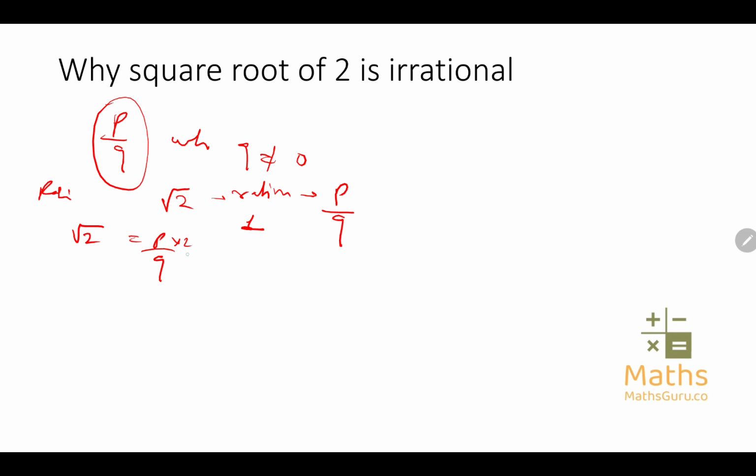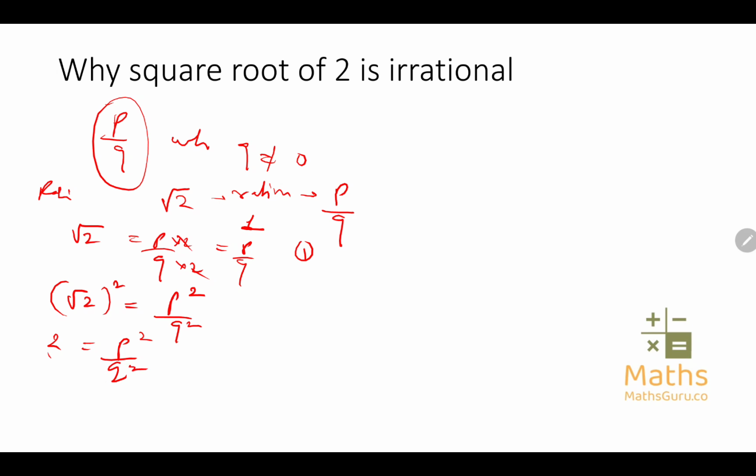For example, if it's common, p by 2 or 2 by 2, it can be easily cancelled. So p and q do not have any common factor. It means they are co-prime numbers, and 1 is the only common factor. Okay, so let's do one thing. Let's square it at both ends. So it would be p square by q square, which means 2 equals p square by q square.